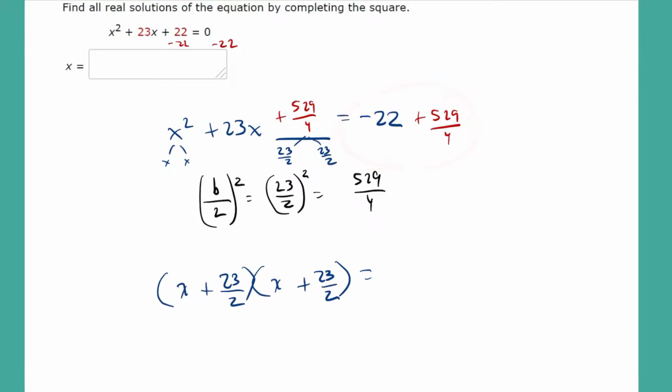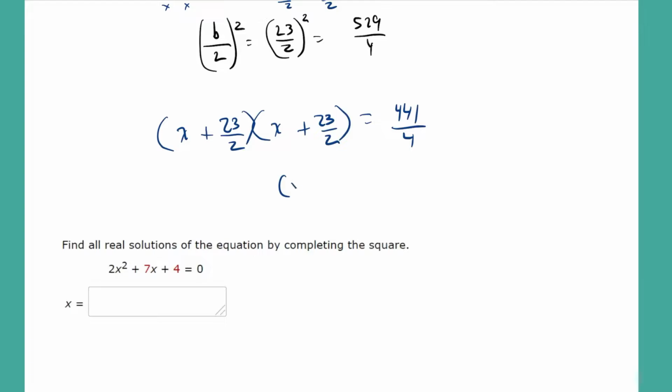Now we need to add these two terms. So let's get a common denominator, which is going to be 4. Negative 22 times 4 is negative 88. Negative 88 plus 529 is 441. So that's what we have on the right side. Let's write this as a perfect square binomial.